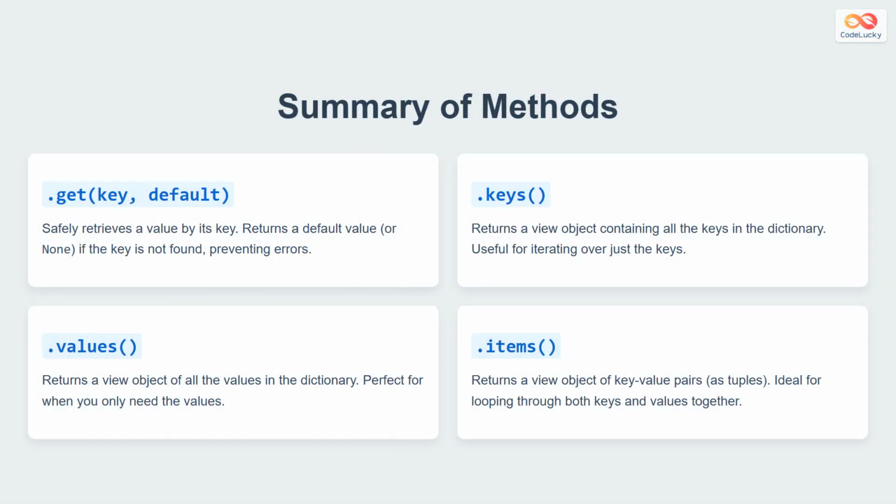So, let's quickly recap. Use the get method for safe value access without risking errors. Use the keys method when you only need the keys. Use the values method when you only need the values. And finally, use the items method when you need to work with both the key and the value together in a loop.